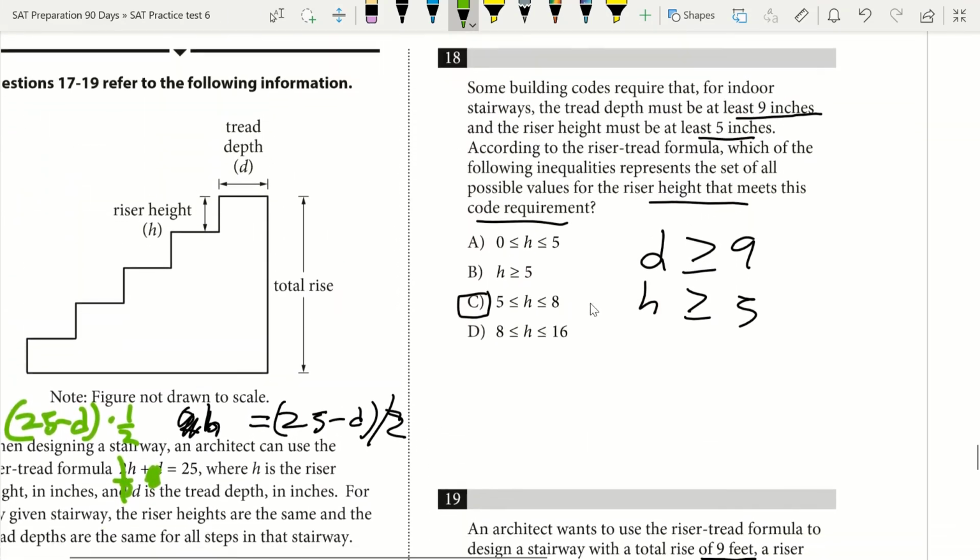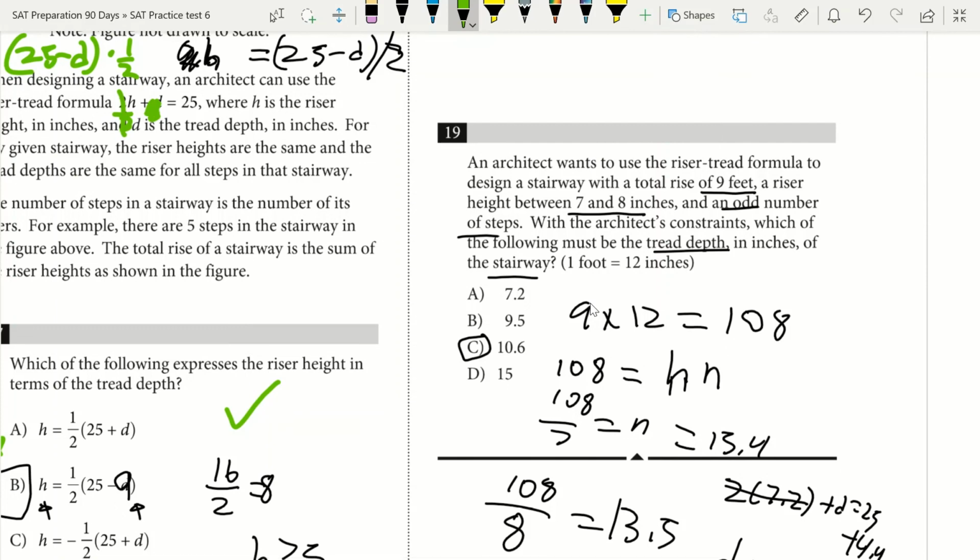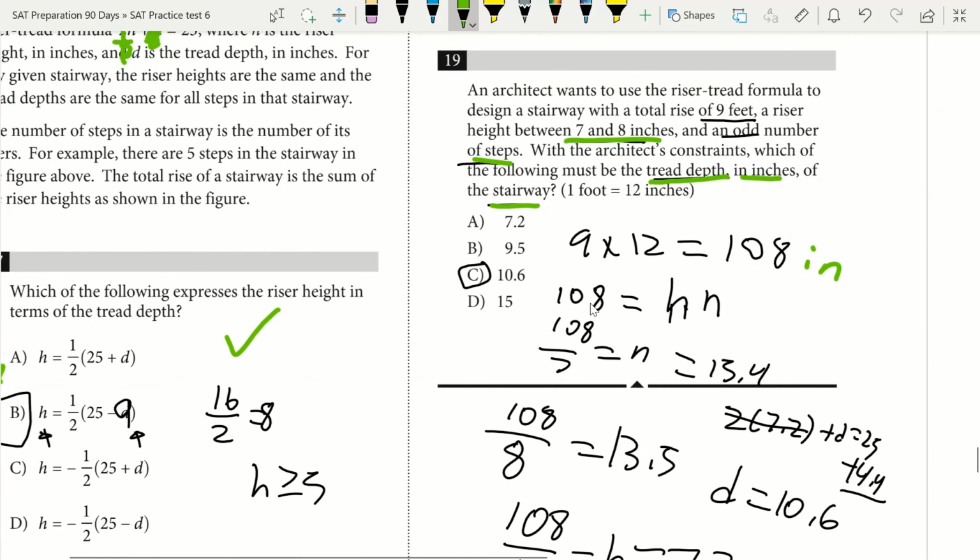Let's go ahead and we'll do 19 as well while we're here. We've got a riser height, it's got to be between 7 and 8 inches. It's got to be an odd number. It's got to have a tread depth. What's the tread depth? Have to be in inches. Okay, I got 9 feet, multiplying that by 12, that gives me 108 inches. Take that 108 inches, dividing it by 7 and dividing it by 8, finding the odd number between them.